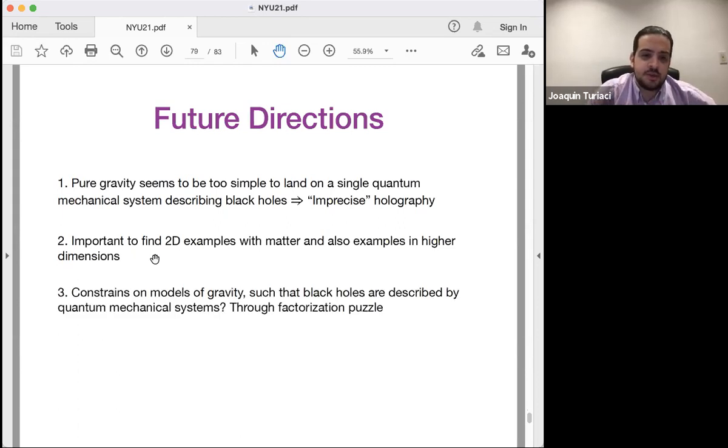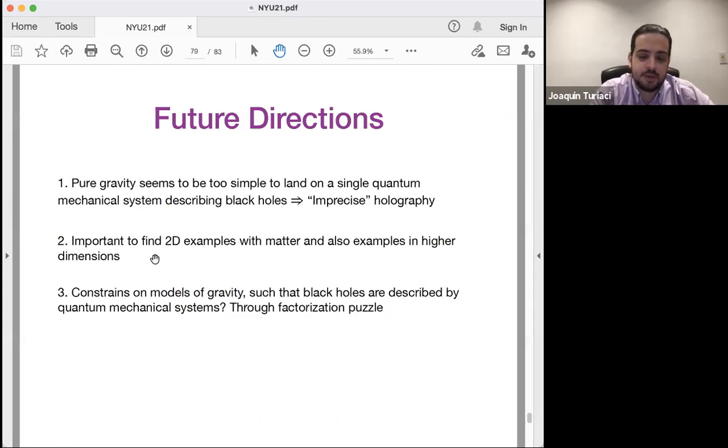Now, an important question based on my previous slide is, if you decide that the black hole should be described by quantum mechanics and not an average of it, then what constraints does this put on the UV completion of gravity, or even at low energies? So what do you need to add to Einstein gravity such that black holes are quantum mechanical? And I think that's an interesting question, such that you keep the good wormholes but remove the bad ones.